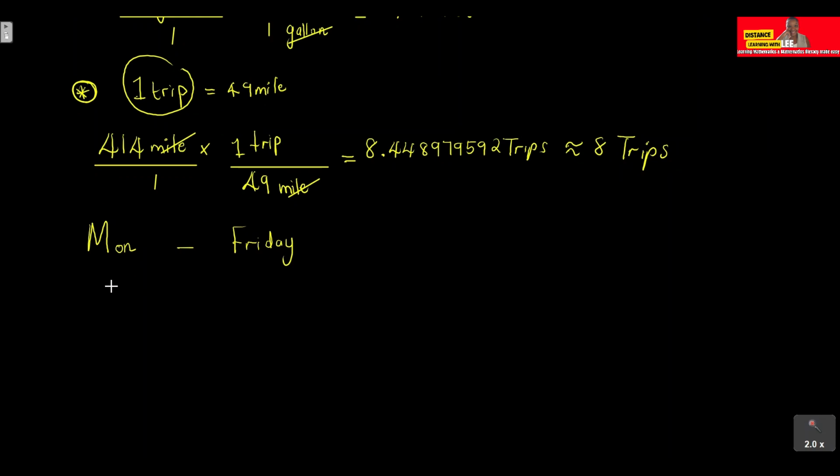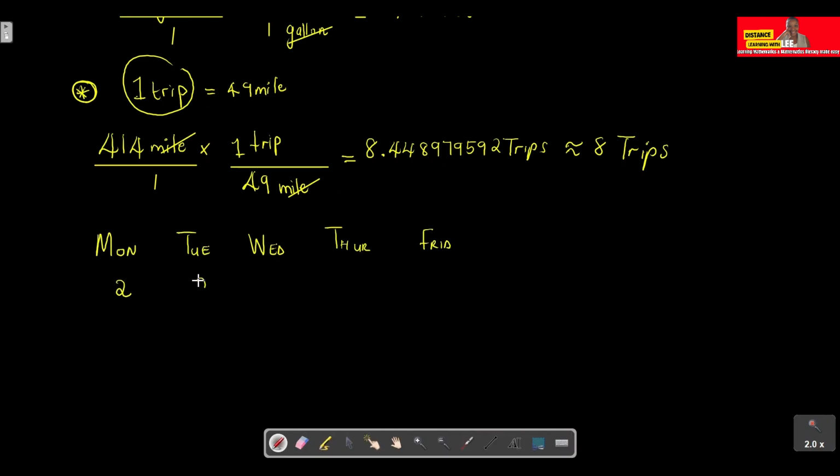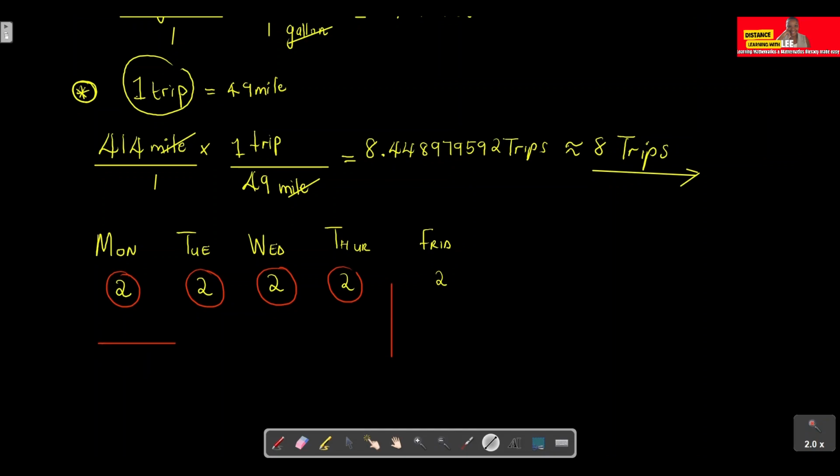But let's see. On Monday, when he goes to Pittsburgh, it's actually 1 trip, but when he comes back, it's 2 trips. So on Monday, it's 2 trips. Tuesday, it's 2. Wednesday, it's 2. He goes and comes back. Thursday goes, comes back. Friday goes, comes back. He can only make 8 trips, so his petrol will only last him until when? 2, 4, 6, 8. His petrol will only last him until Thursday.